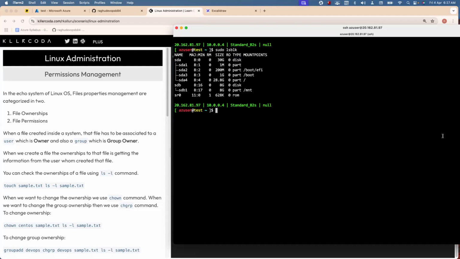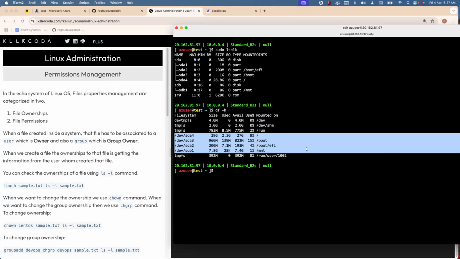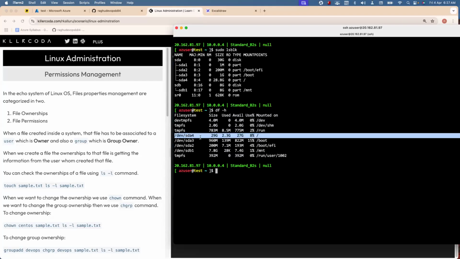That is lsblk. Now let's say for this disk, how much is used and how much is available? For that we go for the command df -h. df -h will tell you how much each and every partition is using. Here SDA4 is being used the most. This is a 29 GB hard disk, and 8% is used, by the way. So the remaining is available to use.